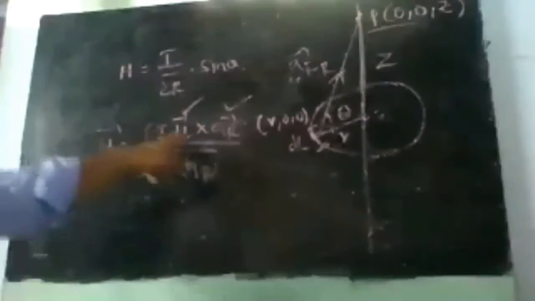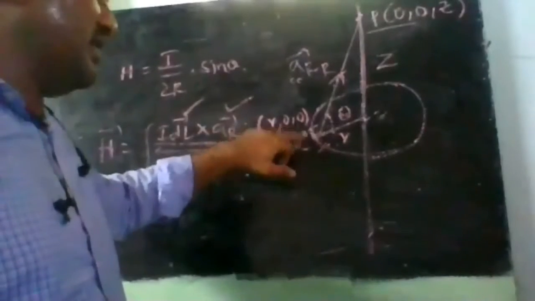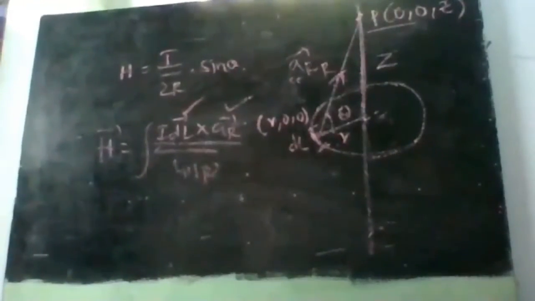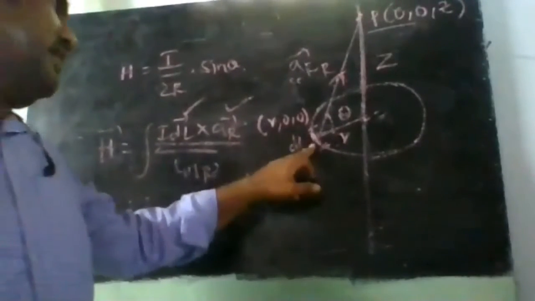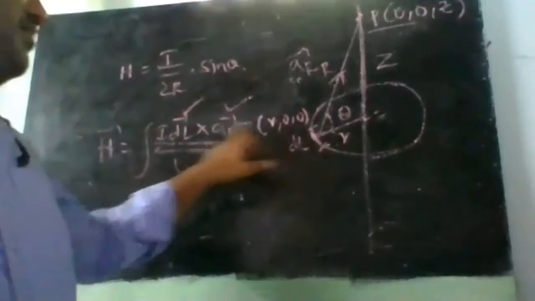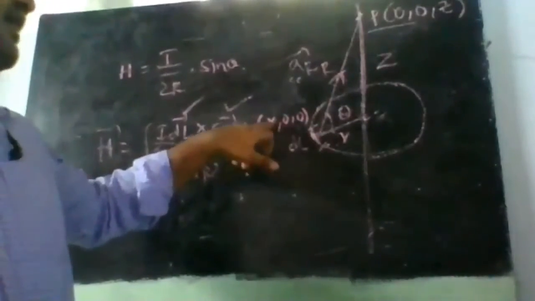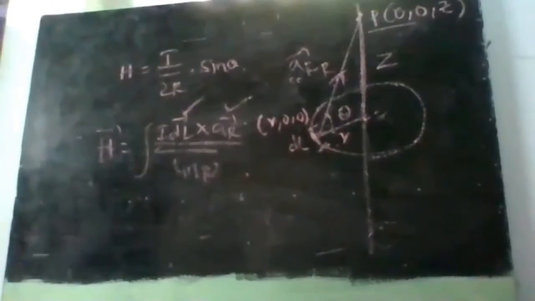So dl bar, you can observe dl bar we are taking, dl bar is variation along phi. Remember that point clearly. Ar bar is the vector joining these 2 points, which is r into ar minus z into az divided by root of r square plus z square.